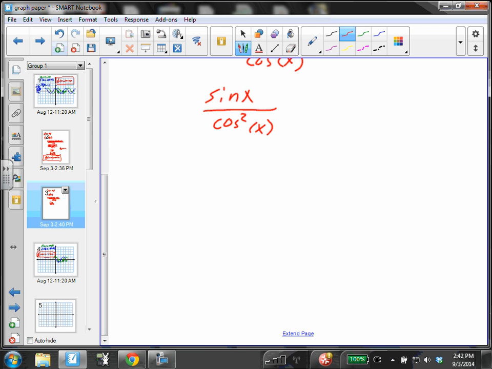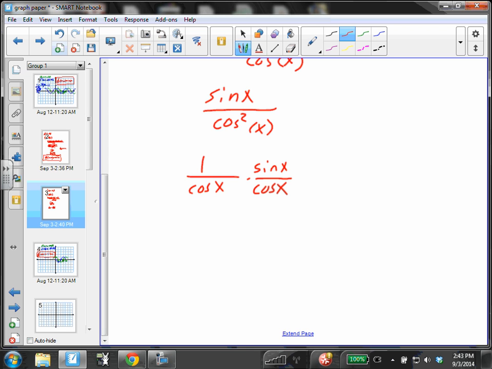Now, with this right here, I'm going to do a little math magic. It's not overly complicated, but this cosine squared is the same thing as cosine times cosine. Is everybody okay with that? It's a pretty simple idea. You're squaring the thing. So I'm going to change this into two fractions that are being multiplied together. On the first one, I'm going to put cosine of x on bottom and a 1 on top. And on the next one, I'm going to put sine of x on top and a cosine x on bottom.